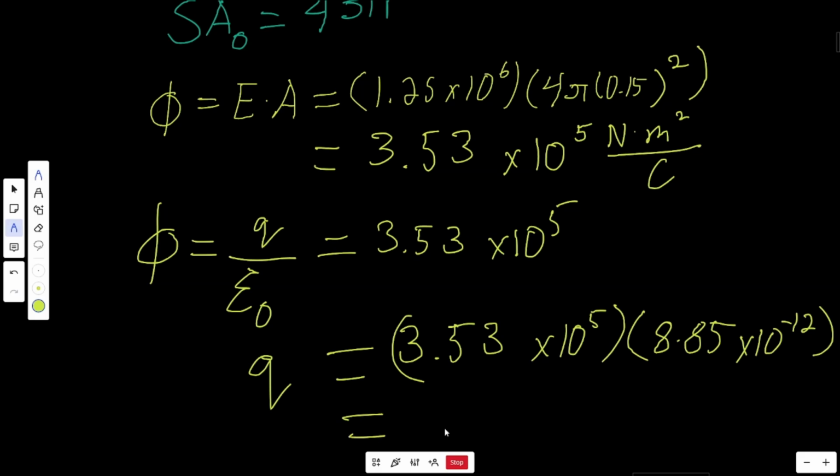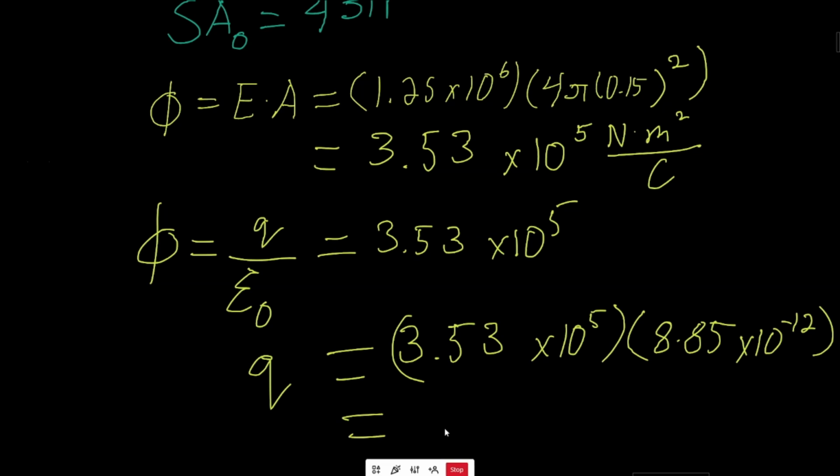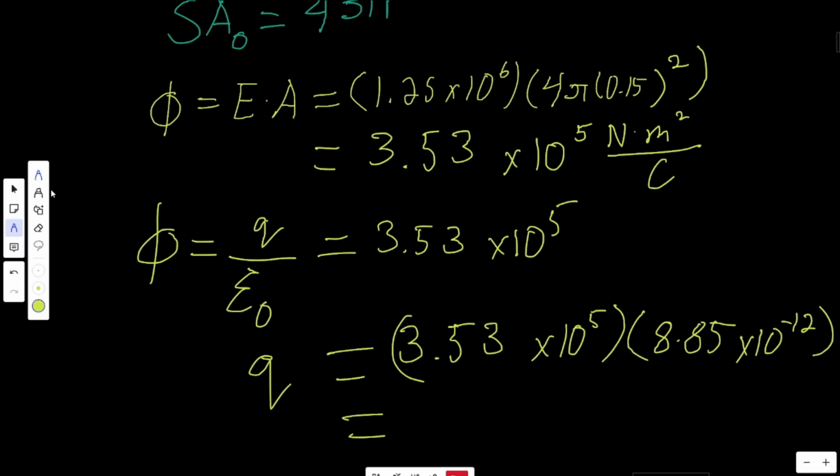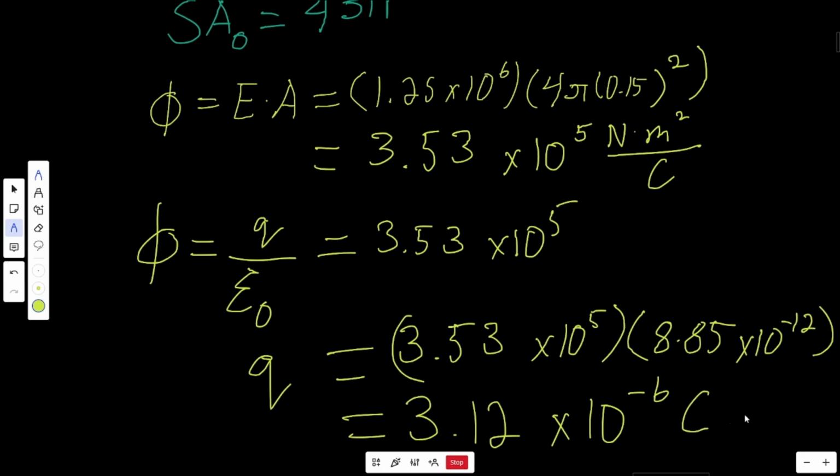So now let's multiply. 3.53 times 10 to the power of 5 multiplied to 8.85 times 10 to the power of negative 12, and we're going to get an answer of 3.12 times 10 to the power of negative 6 coulombs, or basically 3.12 microcoulombs. So that is how you solve for this question.